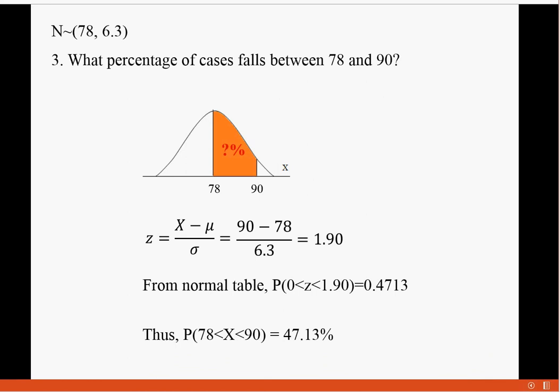Now, in your assignment, I'll be looking for several things. I'll be looking for your work. That includes the diagram, the formula, and the corresponding calculations. Then the step where you find that number from the normal table. Then finally, you express the probability relevant to the question in correct mathematical notation. You need to show all these steps in your assignment.